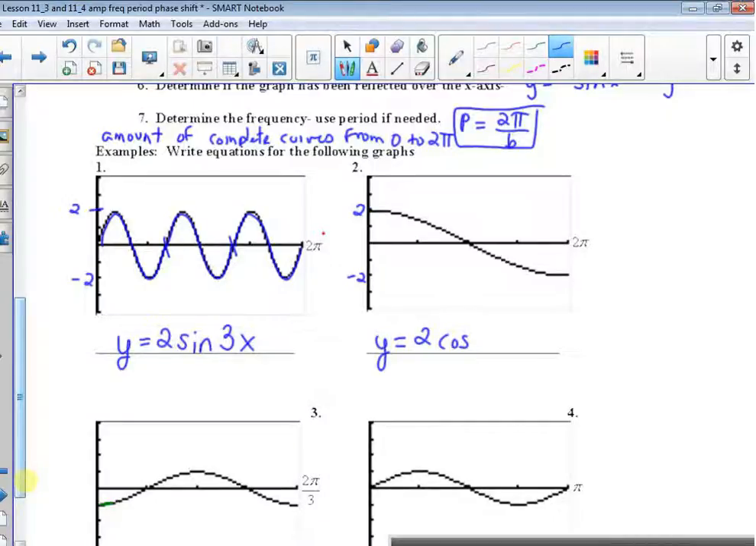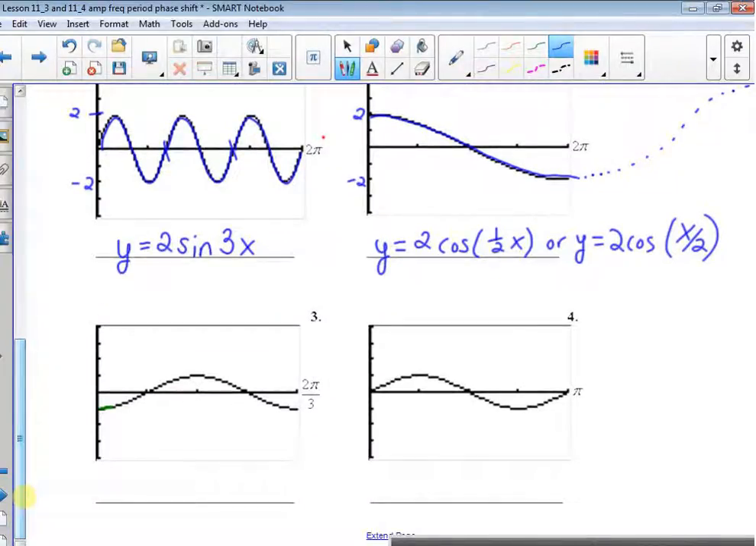I am seeing only half of a cosine curve. The rest of it I put in dotted lines. So that's going to be 1/2 x. Or you could say y equals 2 cosine x divided by 2, or 0.5.